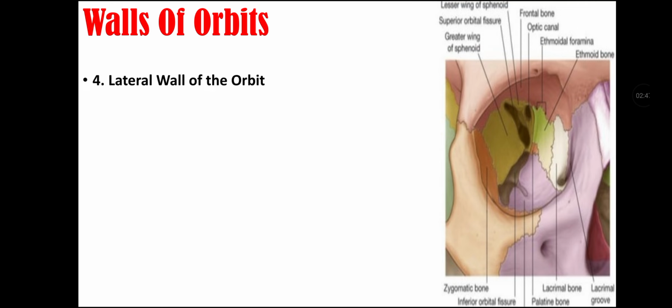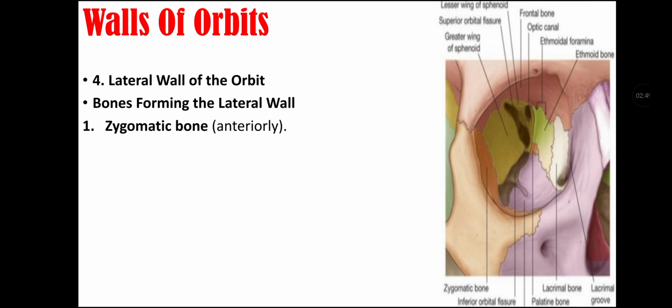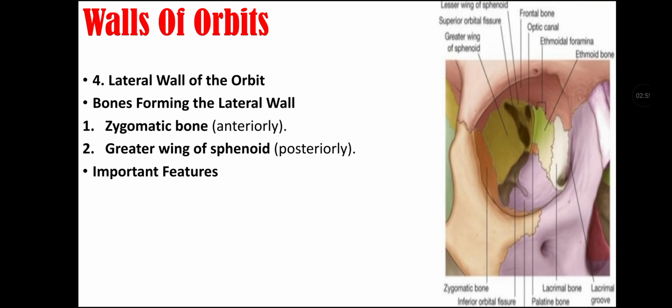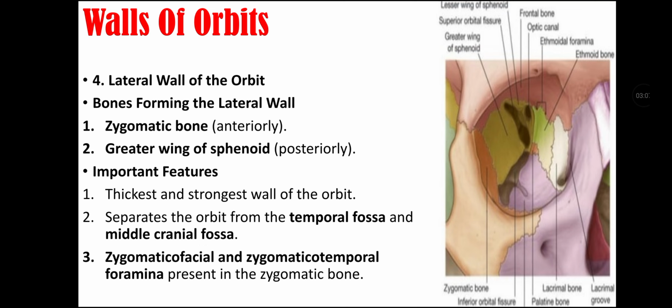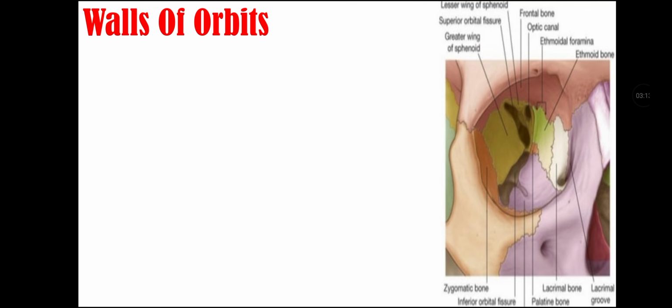Fourth wall of orbit is lateral wall of orbit that is formed by zygomatic bone that is present anteriorly and greater wing of sphenoid bone that is present posteriorly. Important features in the lateral wall of orbit: it is the thickest and strongest wall of the orbit. It separates the orbit from the temporal fossa and middle cranial fossa. Zygomaticofacial and zygomaticotemporal foramina are present in the zygomatic bone here.